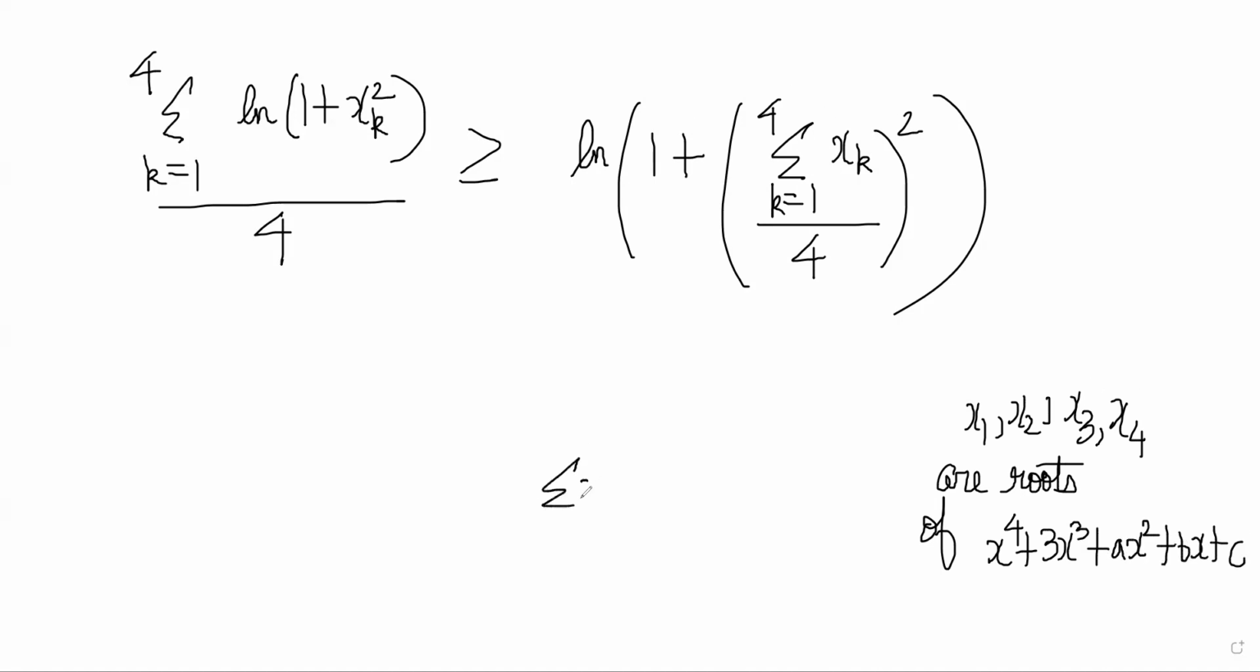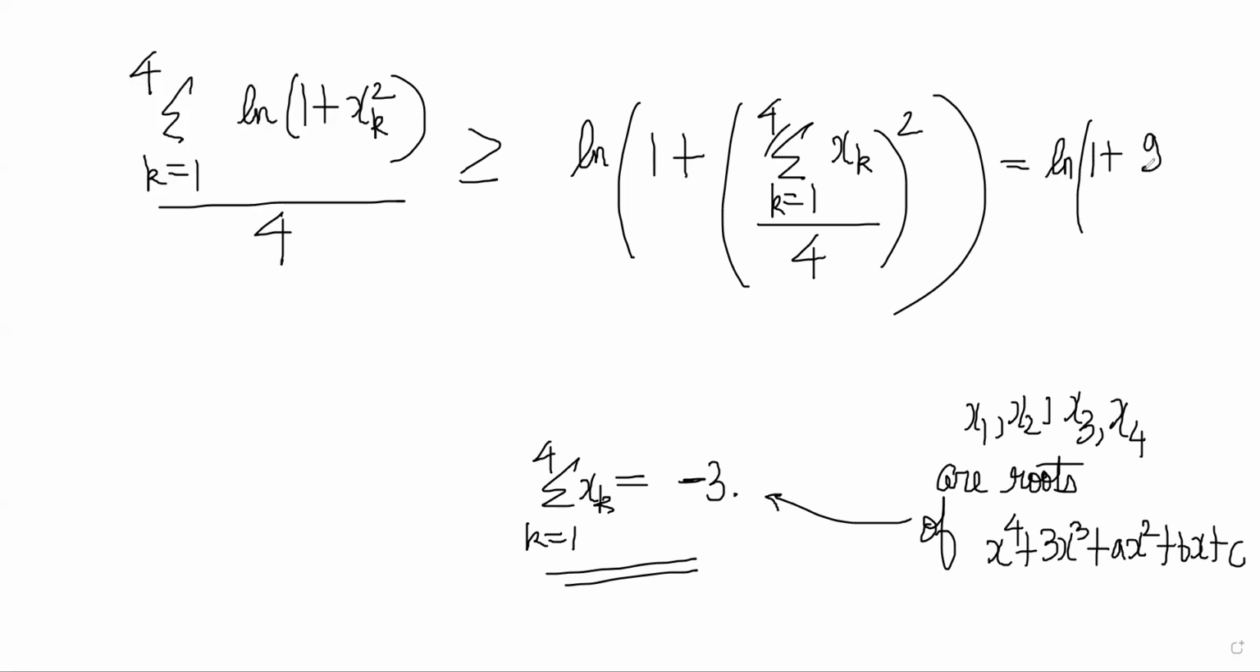We already know that the summation of xk, k goes from 1 to 4, is equal to minus 3. This is by Vieta's relation, right? So this part is basically minus 3. So you get ln of 1 plus 9 by 16, because it is minus 3 by 4 whole square. So that is 9 by 16. So this is coming as ln of 25 by 16.